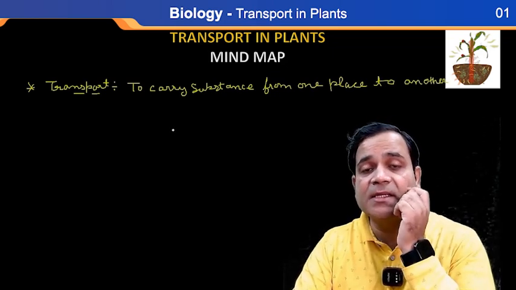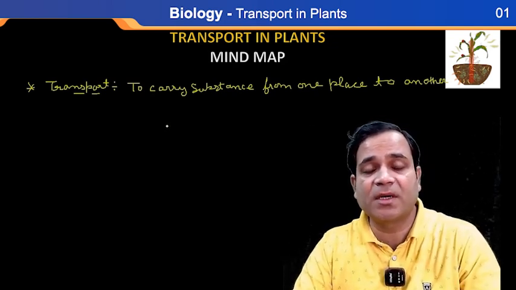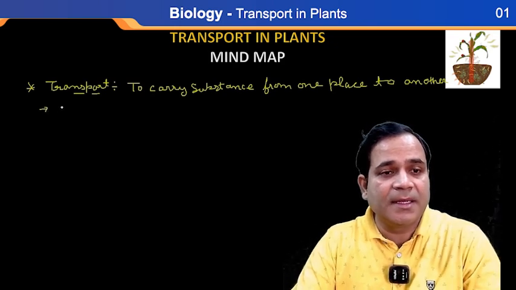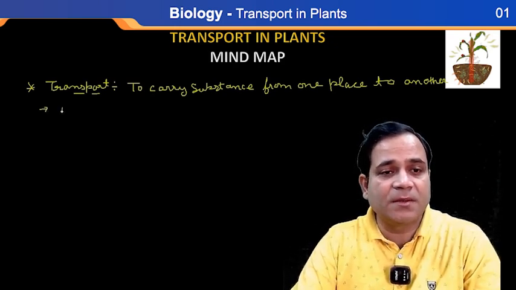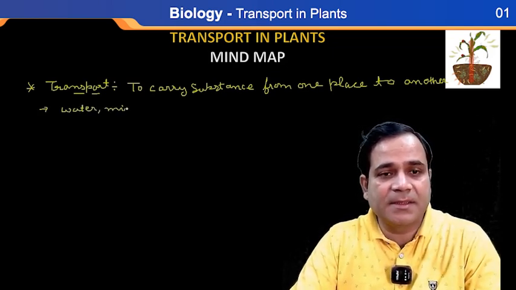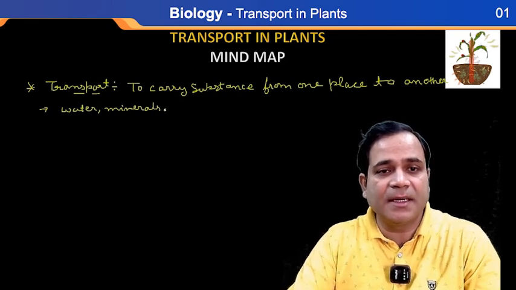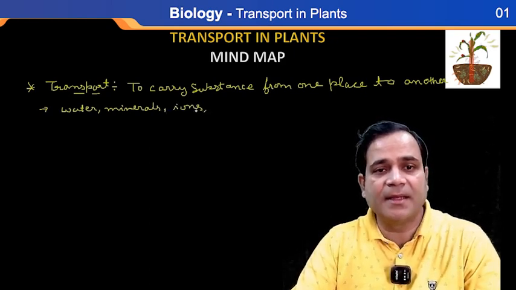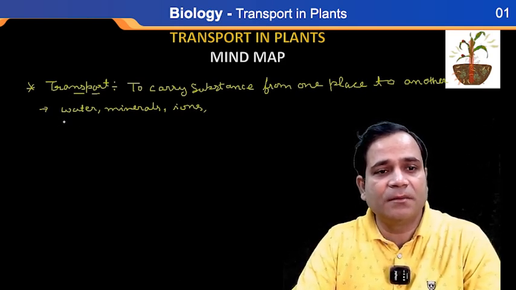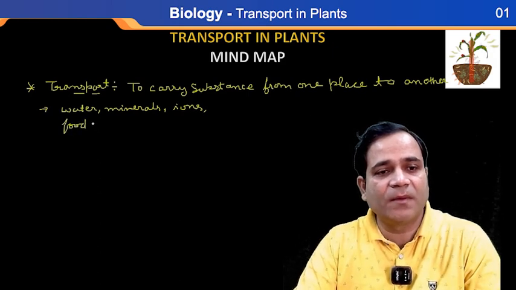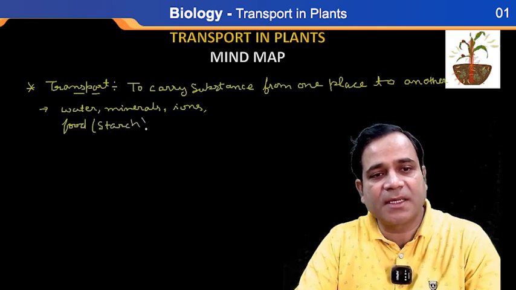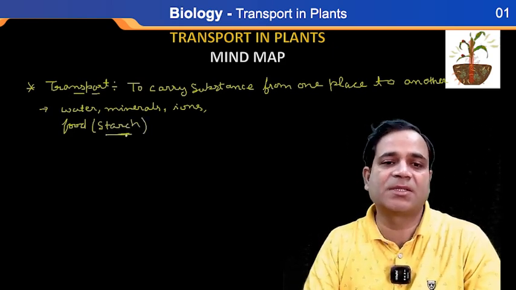So now the thing is to know what substances we should carry here, my dears. In plants we carry what? Water. Let's see, first water, then minerals, then ions. And also you write some food, in the form of what, my dear? That is in the form of starch, stored in the form of starch, correct?